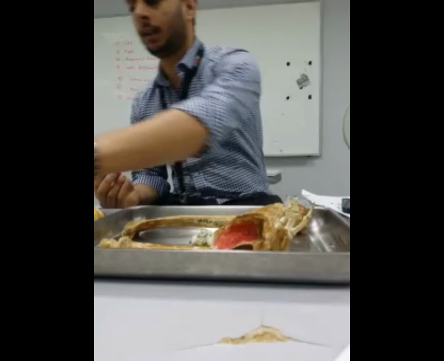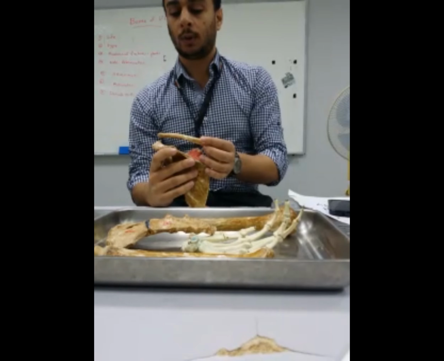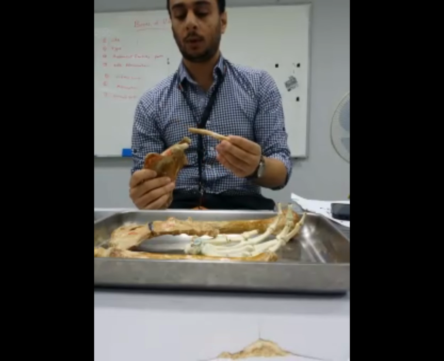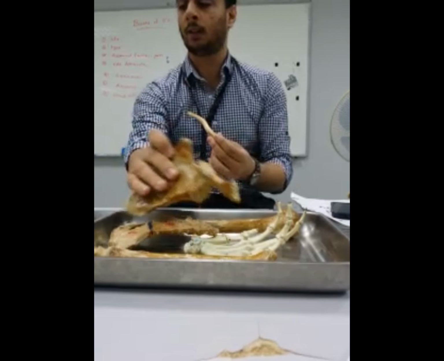And we have also the lateral end will be articulating with the acromion of the scapula. Will be articulating with the acromion of the scapula. And this one will be forming the acromioclavicular joint, because this one is not the right.